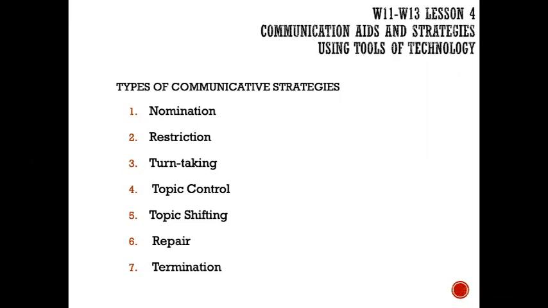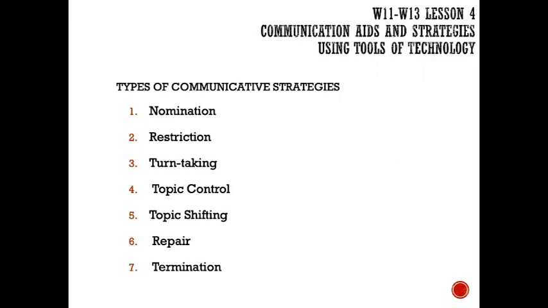Next, we have your repair. Repair is simply correcting yourself once you make an error during communication. For example, I'll say, we have 6 types of communicative strategies. Oh, I'm sorry, we actually have 7. It's not 6. That is an example of repair. You automatically repair or fix the error that you created during the discussion or communication.